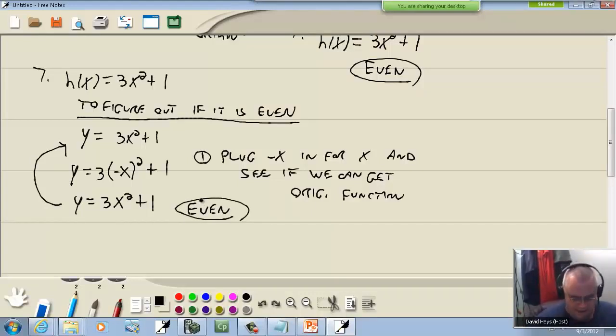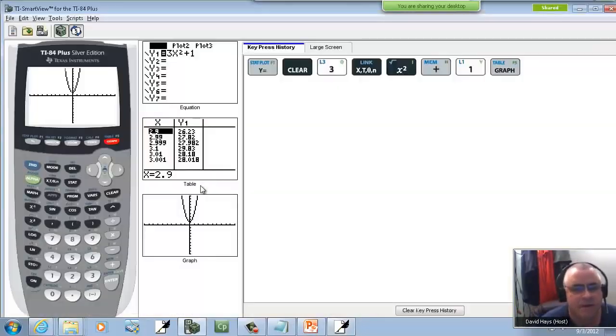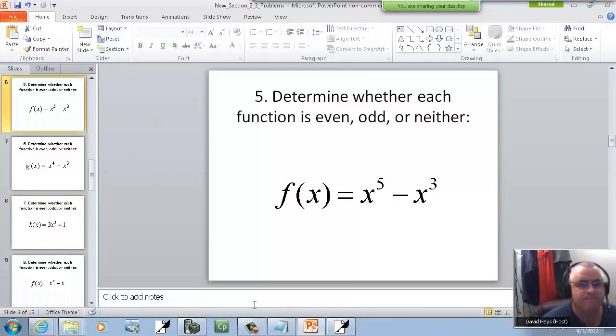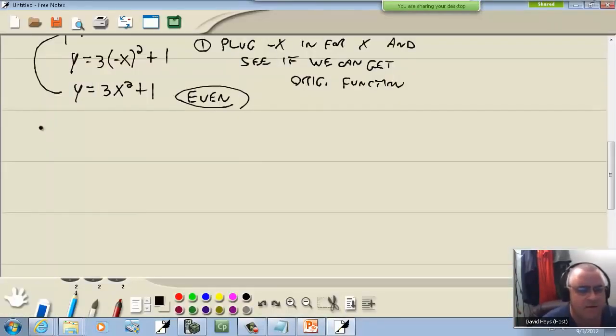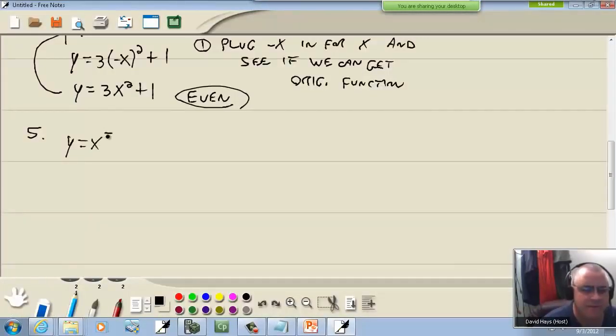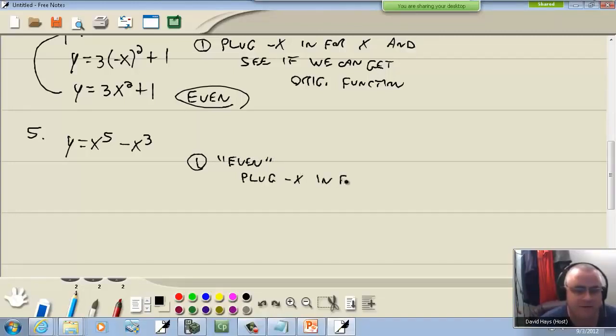Okay, let's look at a little harder one now. So we got y equals x to the fifth minus x to the third, and we want to know whether it's even, odd, or neither. Well, first, to check for even, the one we already talked about, we're going to plug negative x in for x.